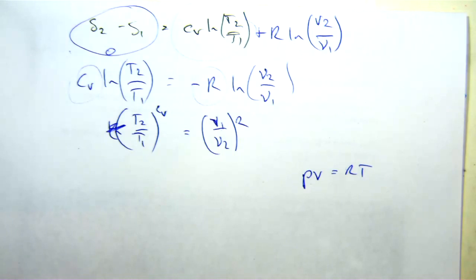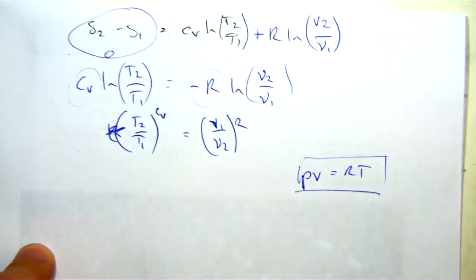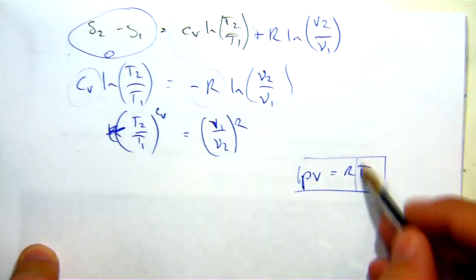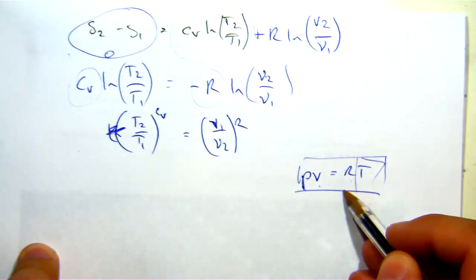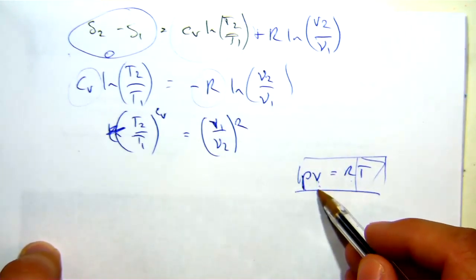The other thing is I'll need to get rid of T. So if I want something that says PV to the gamma equals a constant, I need to get rid of these guys. One of my most common ways to get rid of T is to substitute in terms of P and V and R. R is a constant, so I don't really care about it. And P and V are fine because that's my goal.